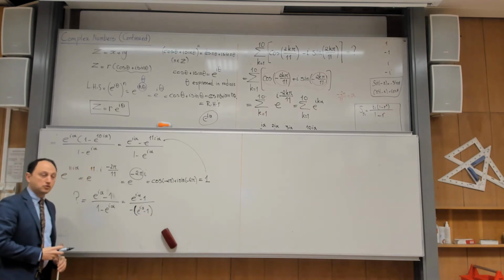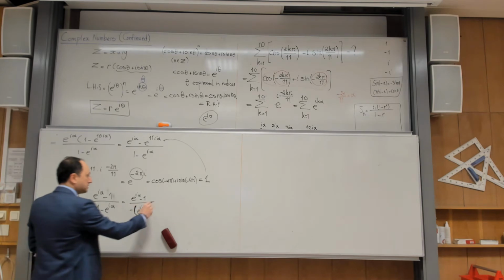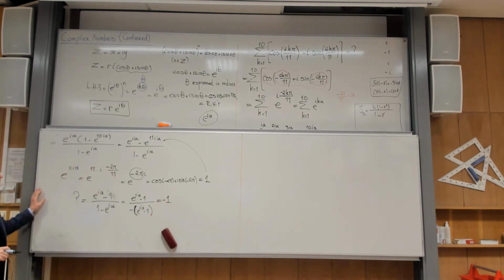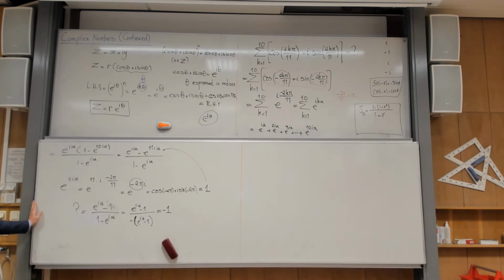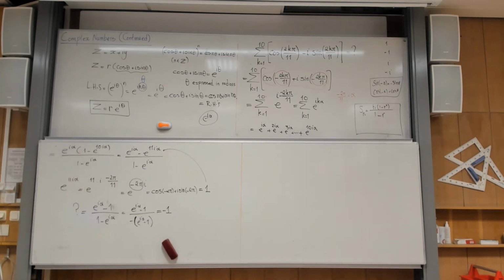Yes? So I have divided any number by its opposite. So the answer is minus 1. So that was a good problem, I would say. It's a good problem in using Euler's formula. Yes? Understandable? Okay, good.